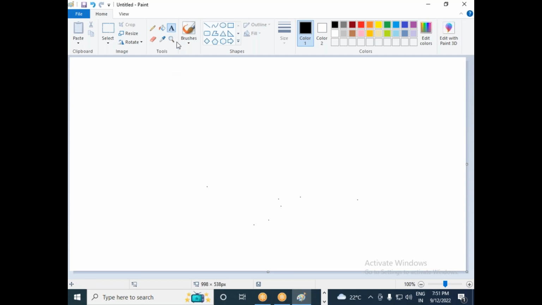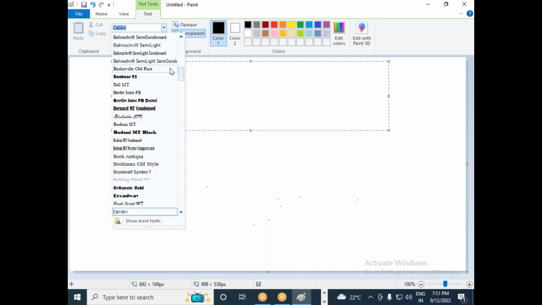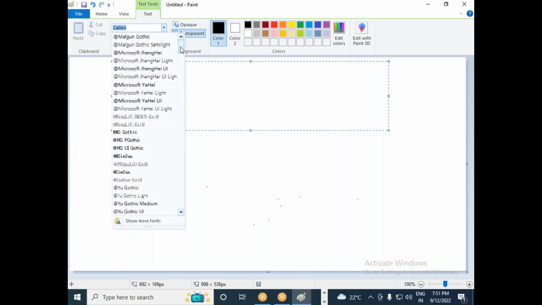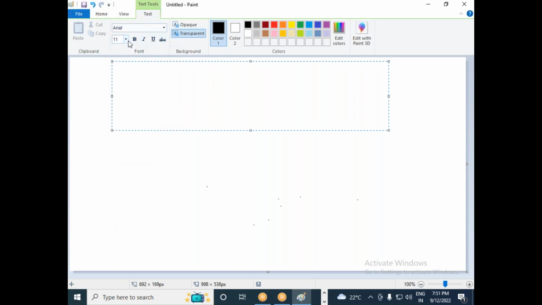SAP is one of the ERP packages, right? You might have heard about it. SAP is an ERP package. When I say ERP, can anyone tell what is the full form of ERP? What is the full form of ERP? Enterprise Resource Planning. Yes. ERP full form is Enterprise Resource Planning.